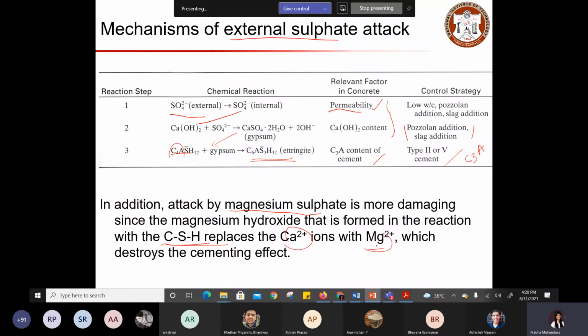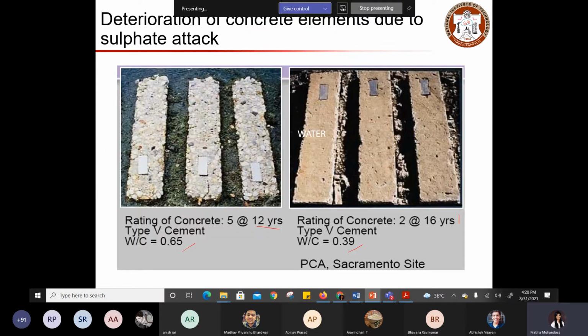When you replace the calcium ion with magnesium ion, that destroys the cementing property, the cementing effect. So that means the binding effect will be lost. So your concrete will not stay, and you will see severe spalling of concrete. So that is why magnesium sulfate attack is more severe than the other types of sulfate attack. Why? Because the calcium in it gets replaced by magnesium, and that destroys the cementing effect.